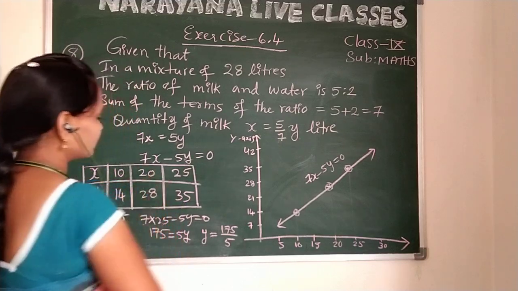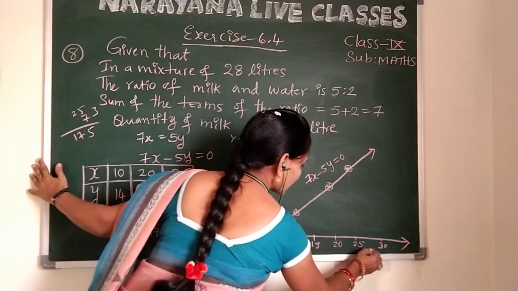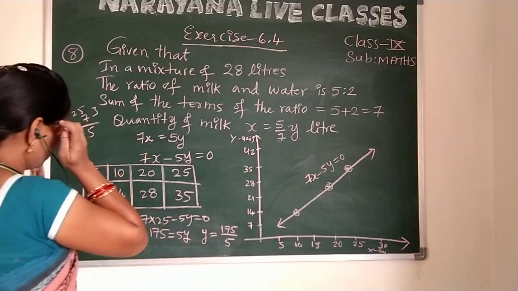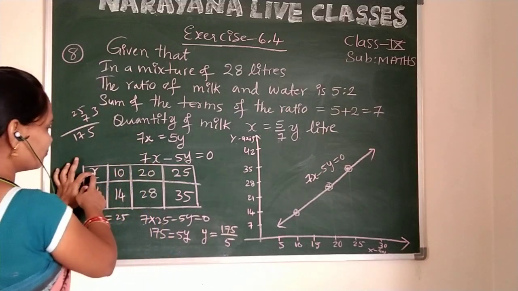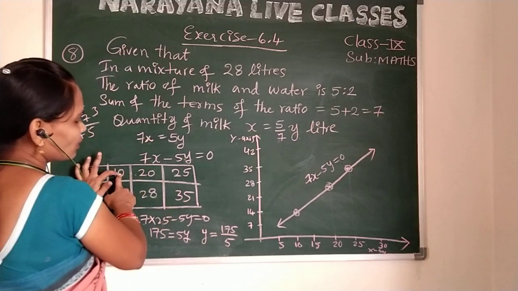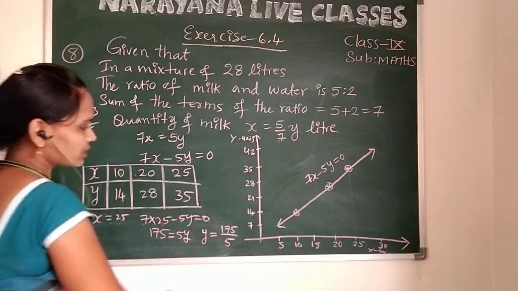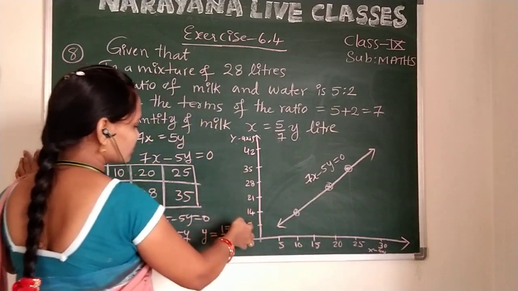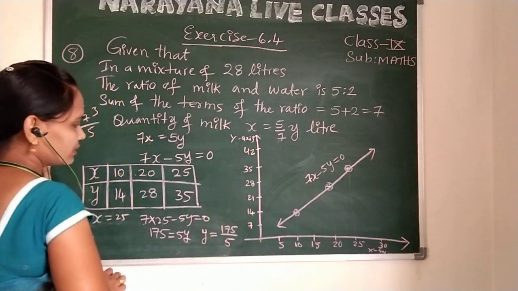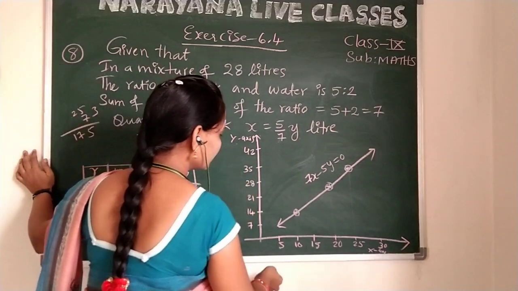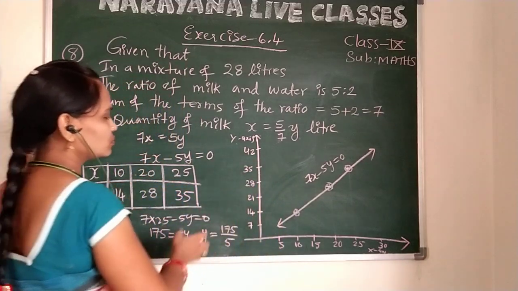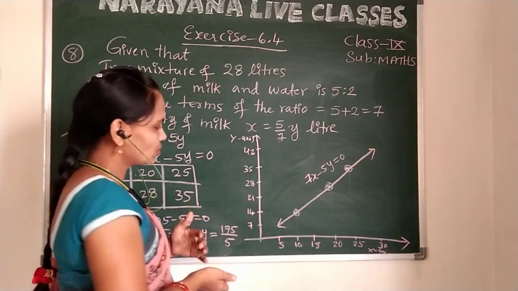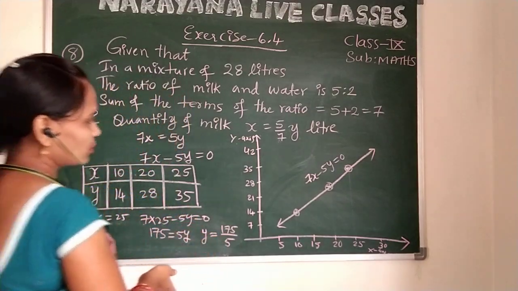After getting the x and y values, now you should take the x-axis and y-axis. On the x-axis we take the x values, that is the quantity of milk, and on the y-axis the mixture values. I am taking quantity of milk 5, 10, 15, 20, 25, 30, and mixture values 7, 14, 21, 28, 35, with a difference of 7. Why? Because I don't have that much space to explain. You can take 2, 4, 6 yourself, it will give a good plotting of the graph.